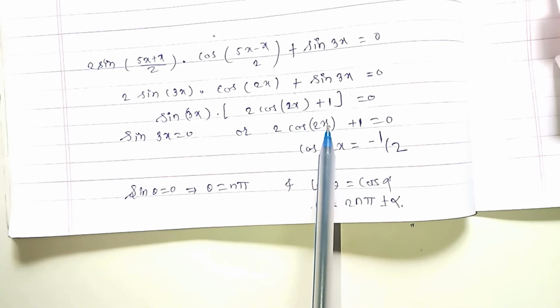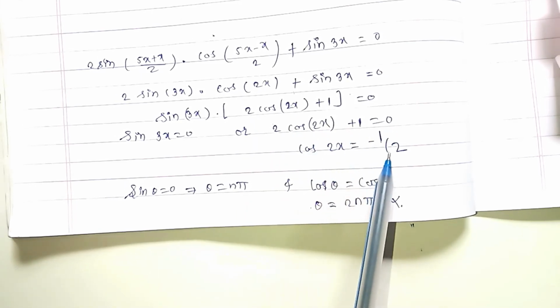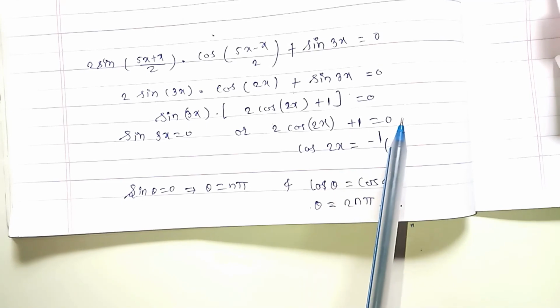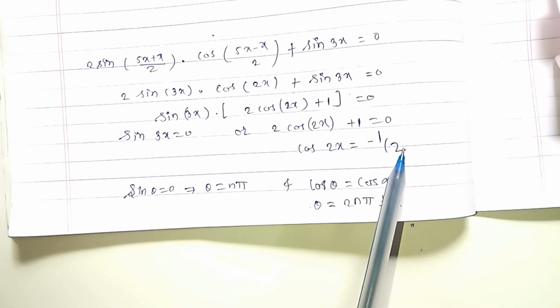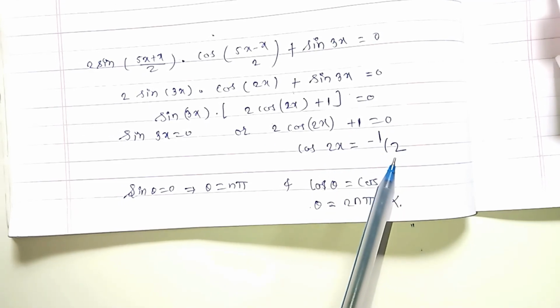So 2 cos 2x plus 1 is 0, which means cos 2x is equal to negative 1 by 2. Taking the 1 to the other side, we get negative 1 with 2 in the denominator. So cos 2x is equal to negative of 1 by 2.